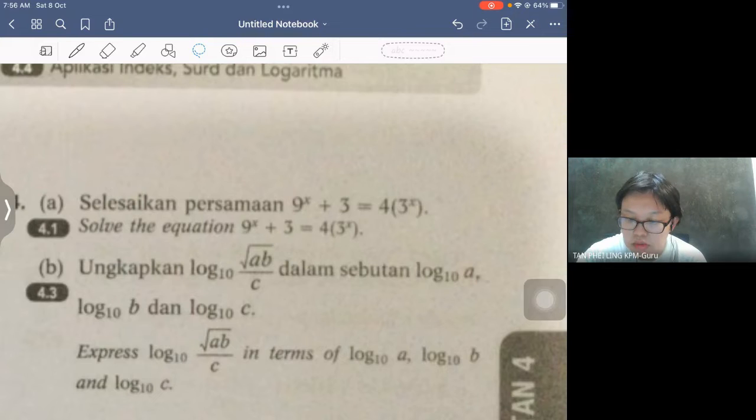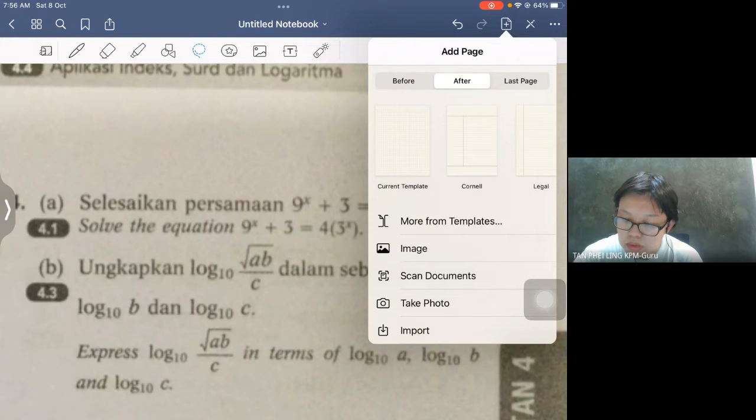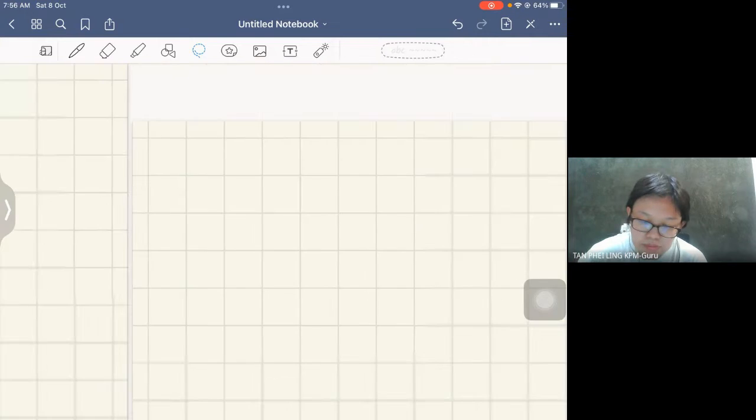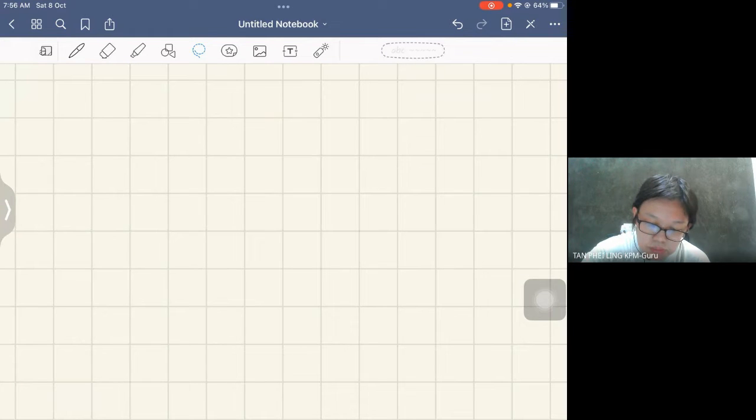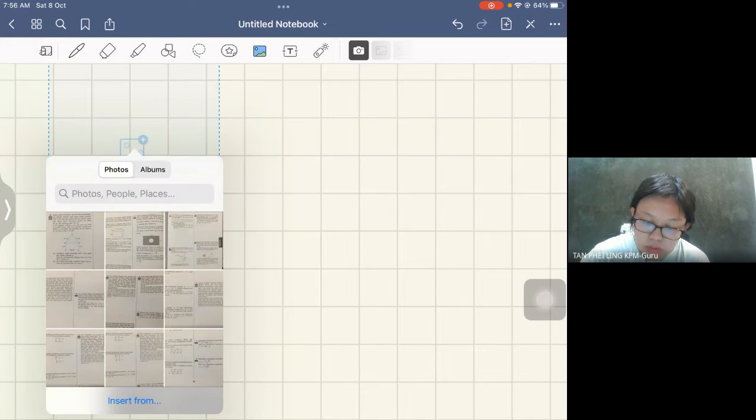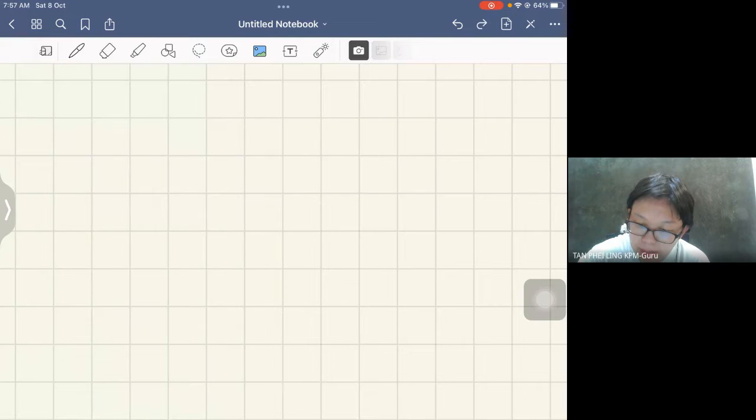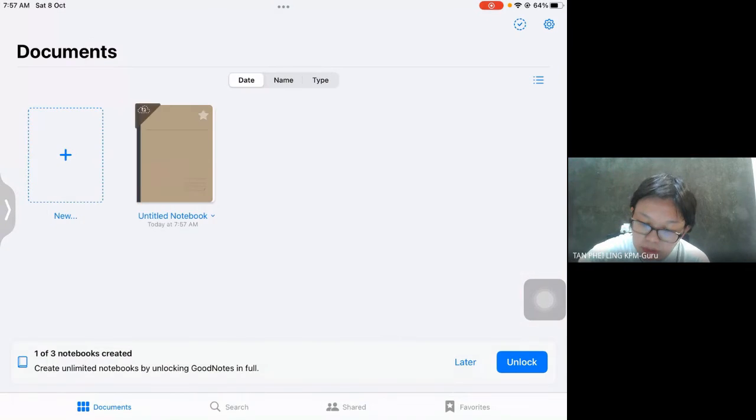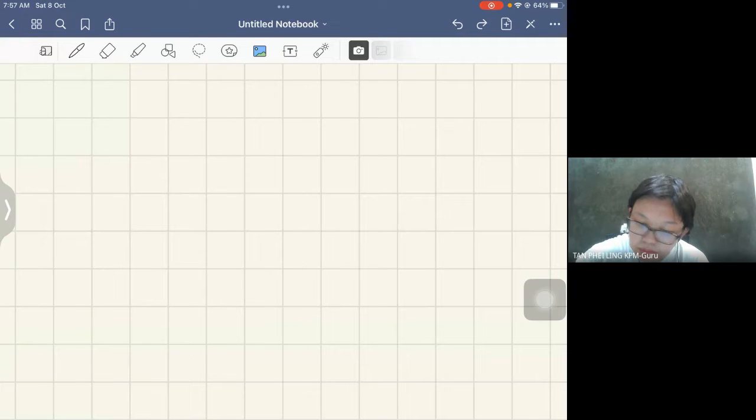Never mind. Let me just write down whatever I can. I'm not very familiar with this template because the Notability that I used last week requires me to subscribe. So I try a new one first before I subscribe to that one. Okay, so this is one.